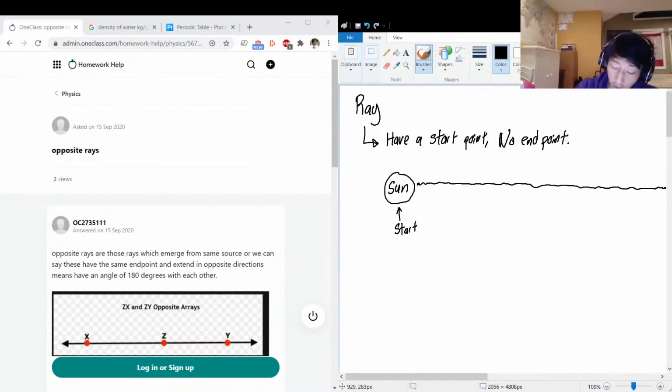Okay, so an example of a ray in like a Cartesian grid would maybe look something like this. So here we have y-axis, here we have our x-axis. We have a point, and that just goes out to infinity. There's no end point, but the start point is right here. So, yeah. Now, what happens if we have rays that are completely opposite to each other?